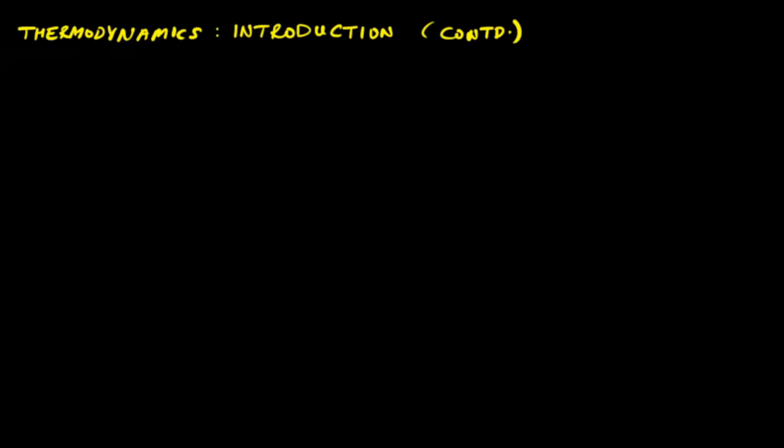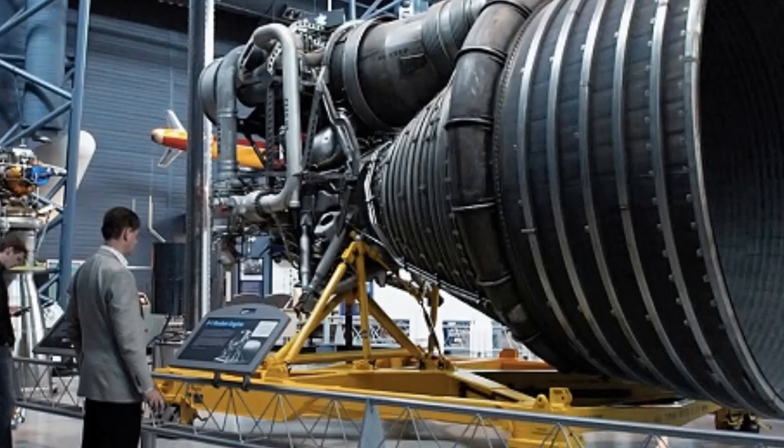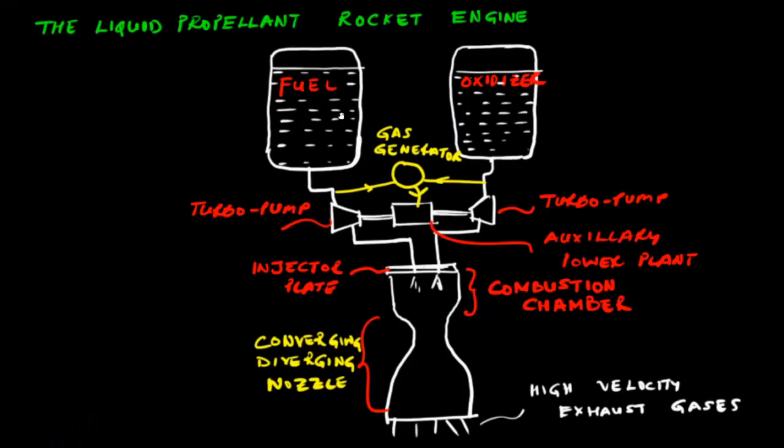We've seen the example of a steam power plant, we've seen the gas turbine, and we've seen the vapor compression refrigeration cycle, which is used in domestic refrigerators. Now, let's look at another example where such an energy conversion process takes place, and then we can go into more details of what thermodynamics is, why we need thermodynamics, and what thermodynamics gives us. So this example is of a liquid propellant rocket engine.